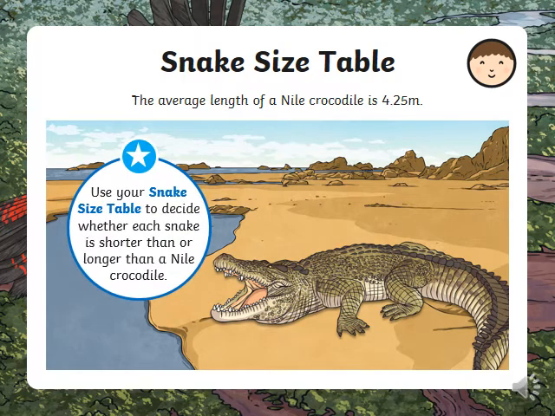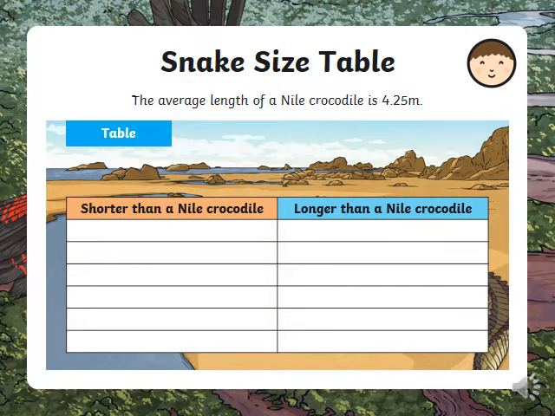Using your snake size table that you've just filled in, any mistakes you make, you could have written the correct answer in and used that. You need to decide whether each snake is shorter than or longer than a Nile crocodile. So if you can, you could draw out this table, and could you write down which snakes are shorter than a Nile crocodile and which snakes are longer than a Nile crocodile. Pause the video and have a go.